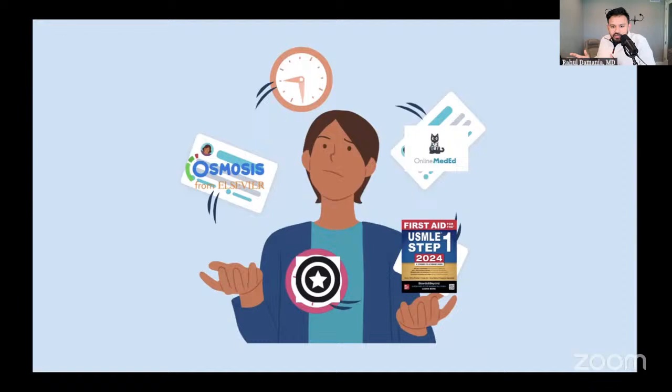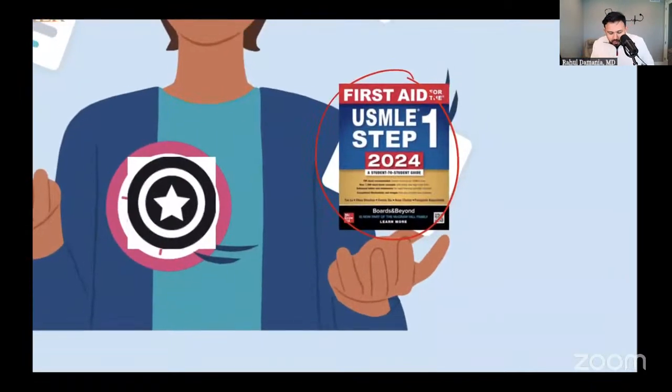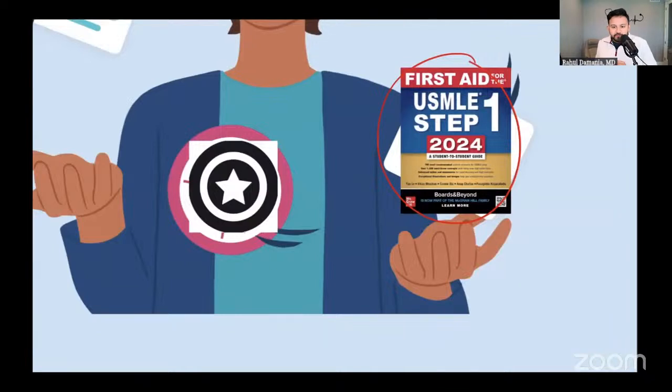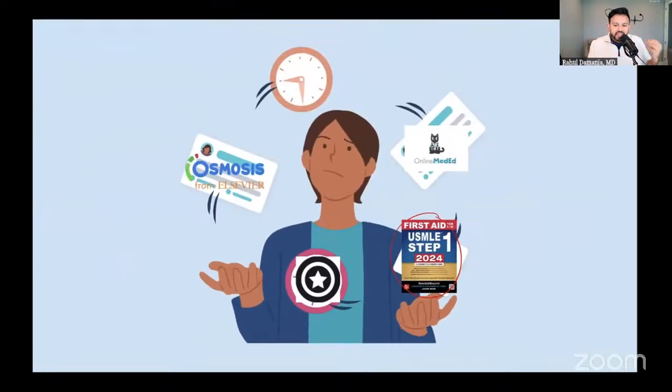Stop context switching. And back in the day, there was a big focus on annotating things into First Aid. I would say don't annotate, correlate. So if you're going to context switch, let's say you have First Aid open, just correlate. Do not write everything down. Just figure out, oh, this is where it was, but then focus on the UWorld explanation. That is so important rather than leaving the UWorld explanation during your review.